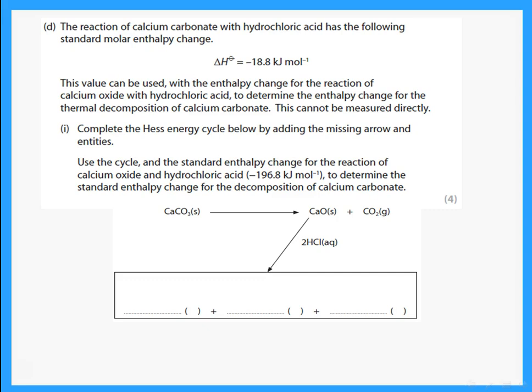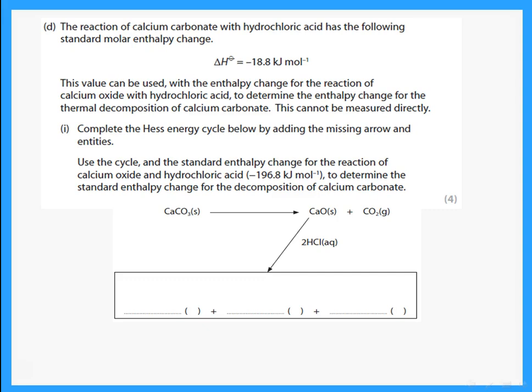This question says the reaction of calcium carbonate with hydrochloric acid has this delta H. This value can be used with the enthalpy change for the reaction of calcium oxide with hydrochloric acid to determine the enthalpy change for the thermal decomposition of calcium carbonate. So he's trying to get the delta H for calcium carbonate going to calcium oxide plus CO2. That's what we're trying to get.